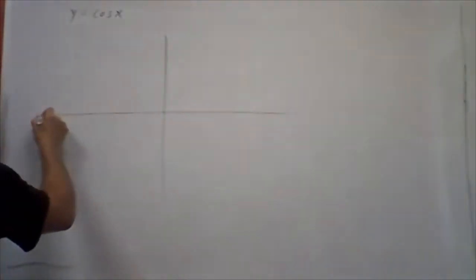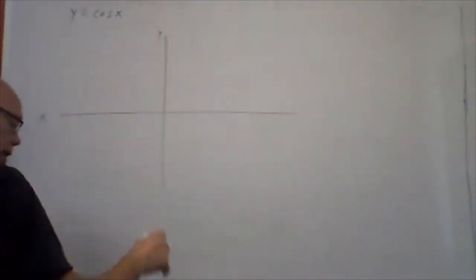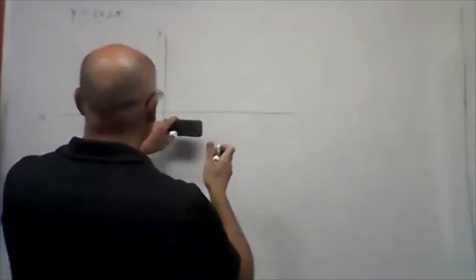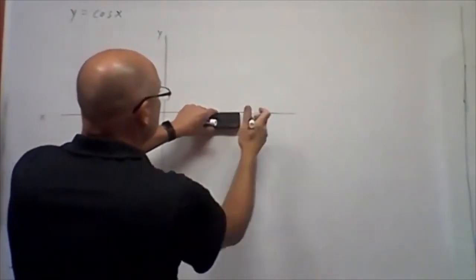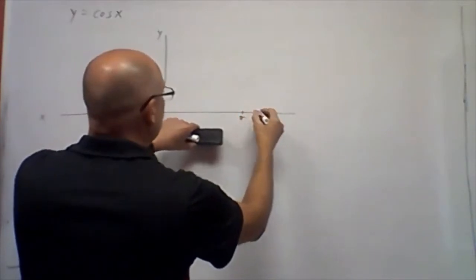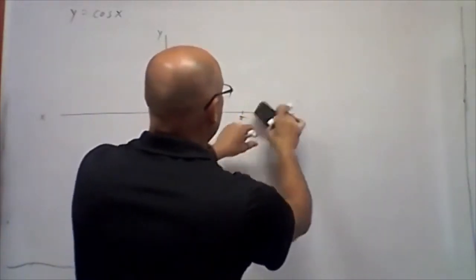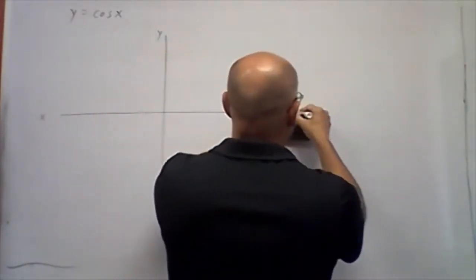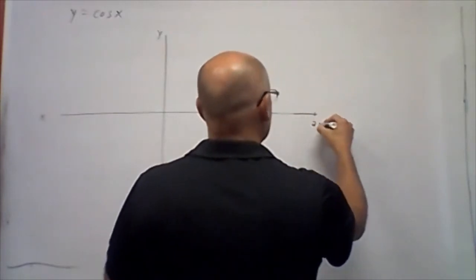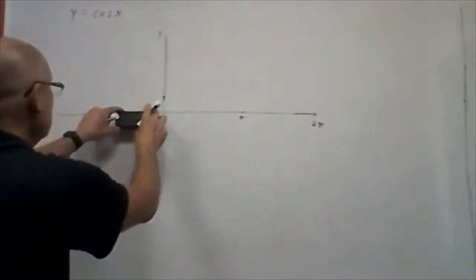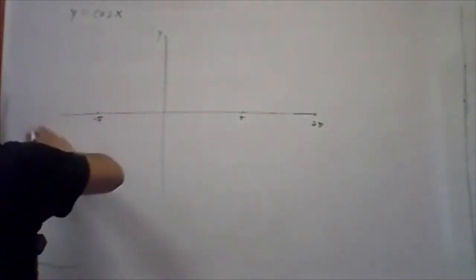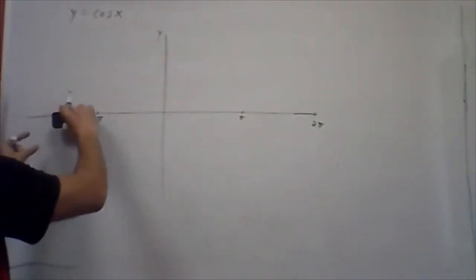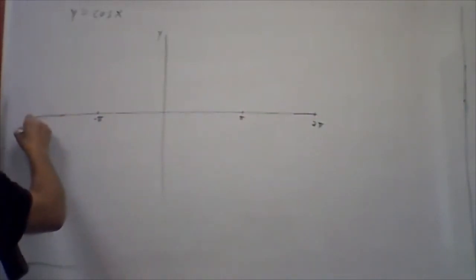All right, so here's my x-axis. Here's my y-axis. We'll go ahead and call that pi there. 1. My very unscientific measuring tool here. Go ahead and call that 2 pi. So 1, 2. We'll call negative pi. And then I'm going to have to extend this out. 1, 2. And we'll call that negative 2 pi.